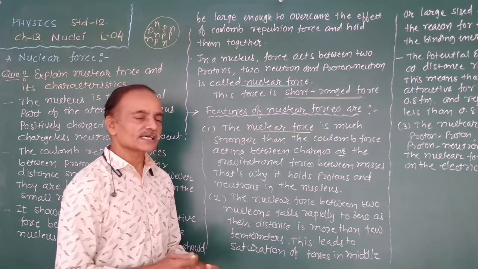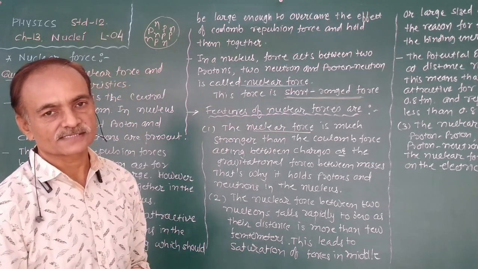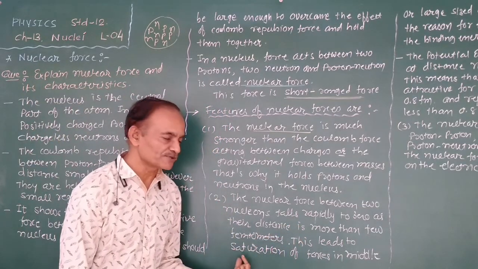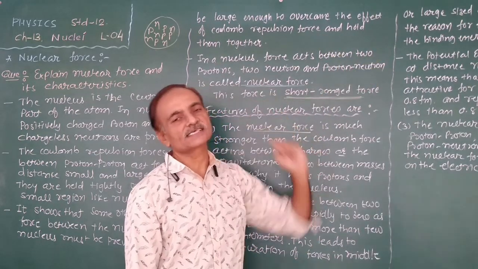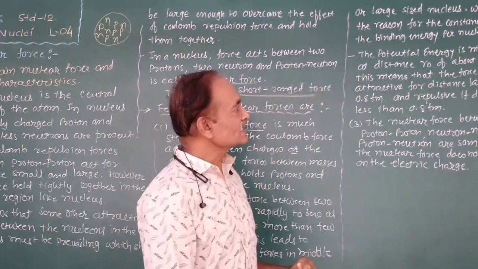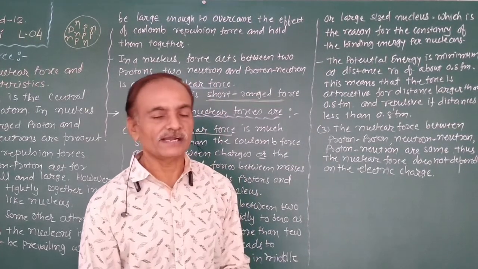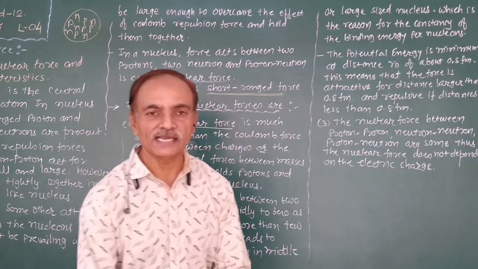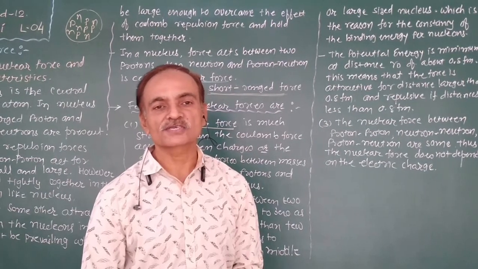This leads to the situation of the forces in medium and large size nuclei, and is the reason for the constancy of the binding energy per nucleon. We already discussed in the graph that the binding energy of the nucleus for the middle range nuclei is almost constant.